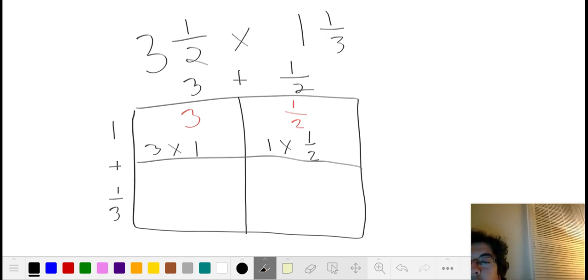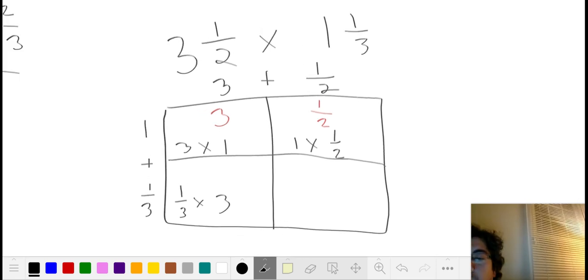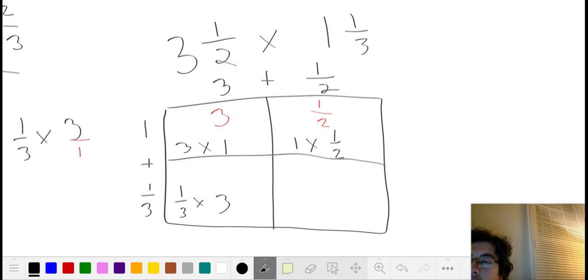Down below the 3 times 1 box, I have 1/3 times 3. And I'm going to work that out off to the side here. So I have 1/3 times the whole number 3. And I'm going to put a 1 as the denominator of 3. And now I can multiply 1 times 3, which is 3. And 3 times 1, which is 3. And so the product of 1/3 times 3 is 3/3. Well, we know that 3/3 is equal to 1 whole.